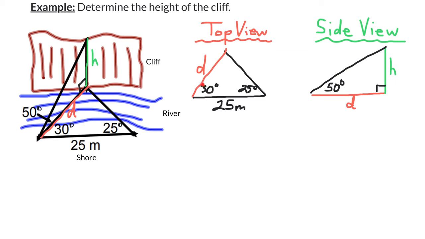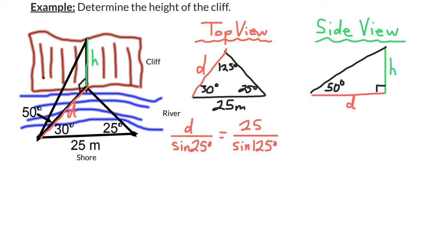I know the 30-degree angle and I know the 25-degree angle, so I can automatically figure out this third angle because all 3 angles have to add up to 180 degrees. So if I subtract the 30 degrees and the 25 degrees from 180, I end up with 125 degrees. I now know an angle and its opposite side, so I can use the sine law.